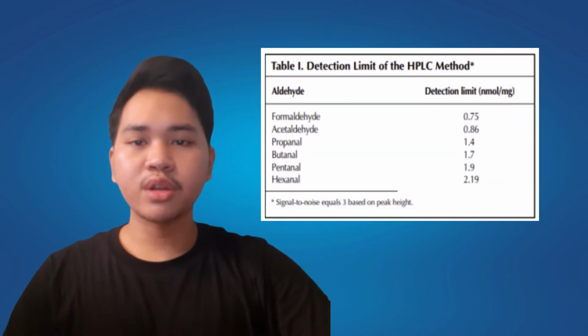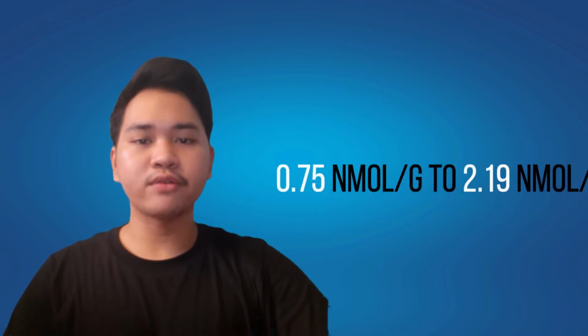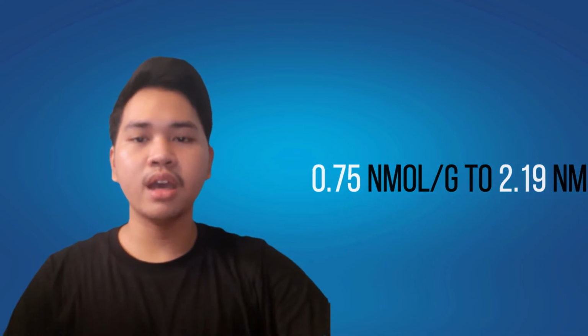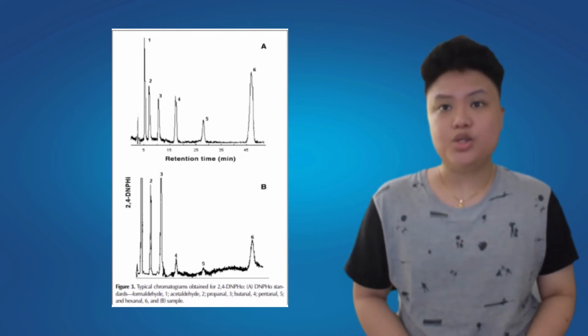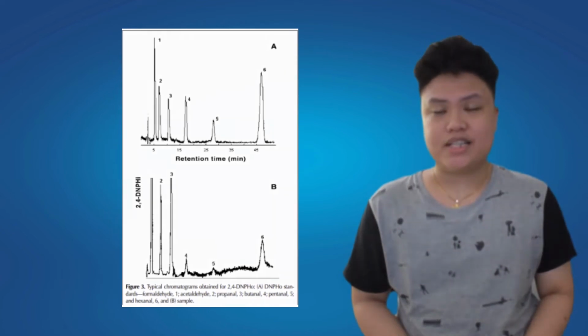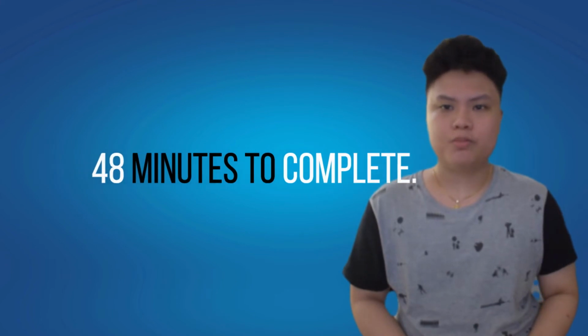The new purification approach reported in this work resulted in a blank level of 1 to 3 nanomole per gram for all aldehydes, and consequently a detection limit of 0.75 to 2.90 nanomole per gram for formaldehyde and hexanal respectively using the HPLC method. The peak heights obtained were plotted against concentration after being put into the HPLC. The linearity of the calibration curves was satisfactory. The HPLC analysis took around 48 minutes to complete.